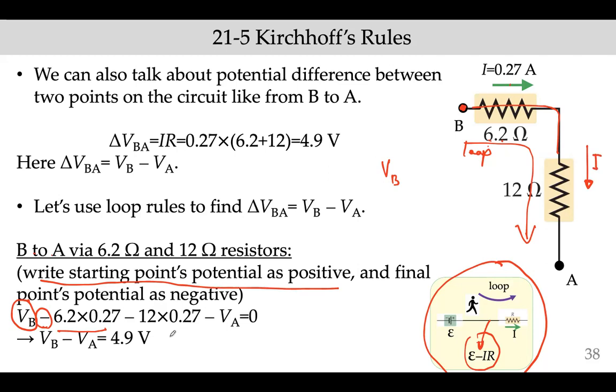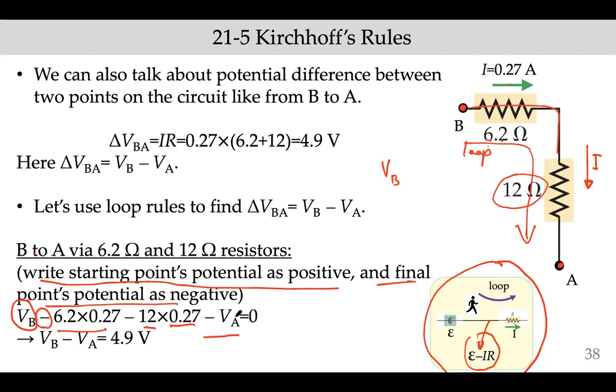So 0.27 times 12 ohms. We write it here. And the final point's potential is written as negative. So we will write negative VA, and then we will equate it to 0.